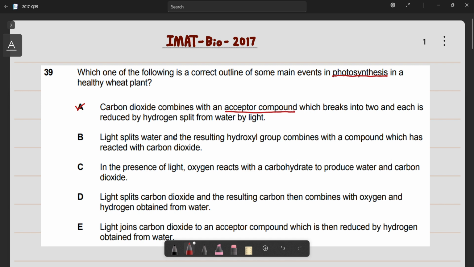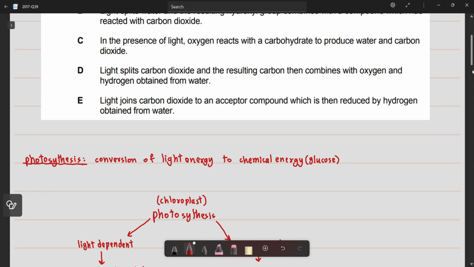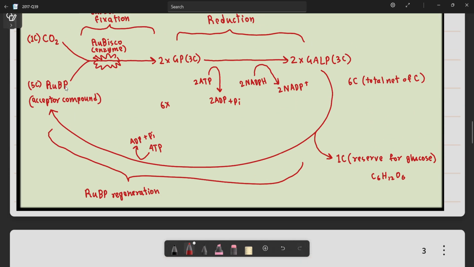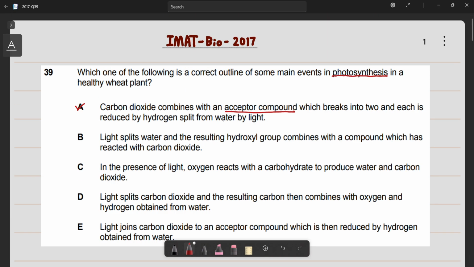So as I've mentioned, the acceptor compound over here is RuBP, which is the 5 carbon compound. And this entire process where the carbon combines with the acceptor compound to produce two molecules of GP, which is a 3 carbon compound, is known as carbon fixation, which I've explained in the Calvin cycle.